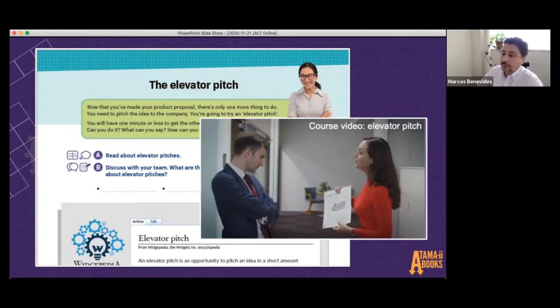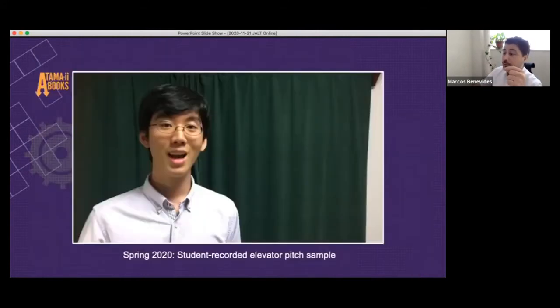I'm going to show you an example made by a student because it's a simple concept and you'll get it even if you don't know what an elevator pitch is. So I'll go straight into the example and then I'll discuss a couple of things about it afterwards. This is, by the way, a very good example.